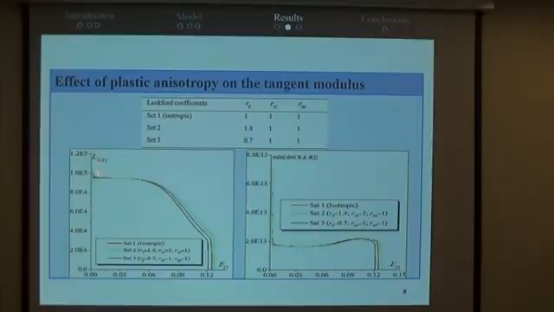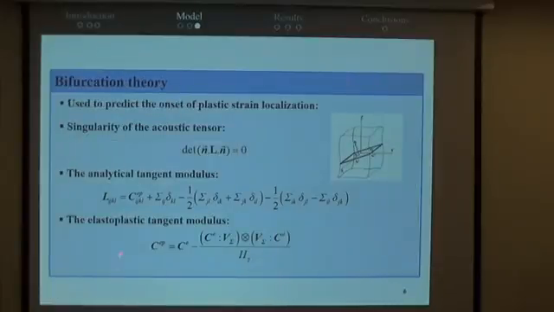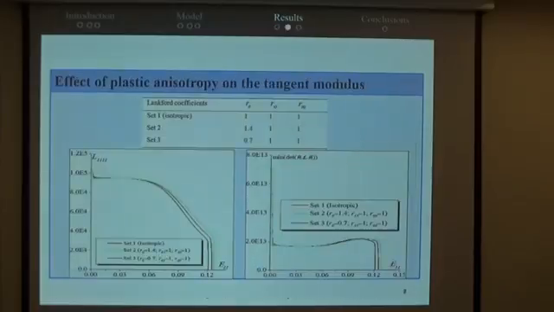Here I plot the evolution of the first component of the tangent modulus in the case of a plane strain state. I also plot the evolution of the determinant of the acoustic tensor as a function of the strain. And we can observe easily that the ductility, which is defined by the singularity of the tangent modulus, the singularity of the acoustic tensor, increases with the Lankford coefficient.